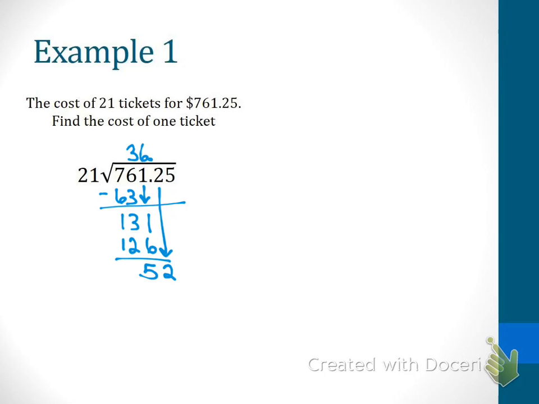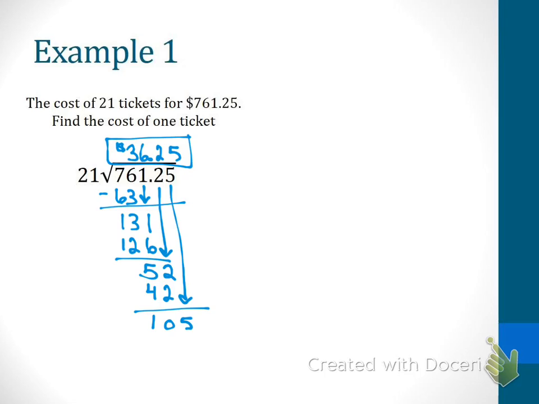21 goes into 52, at least twice. That's going to be 42. I've got 10 left over. I bring down my 5 all the way. 21 goes into 105 5 times. So the cost of one ticket is $36.25. All right, so I'm just working through this using long division rules. Okay, now I know that this is something that you've learned in the past, but everybody needs a refresher every once in a while. Okay, so hopefully that's exactly what this is for you.